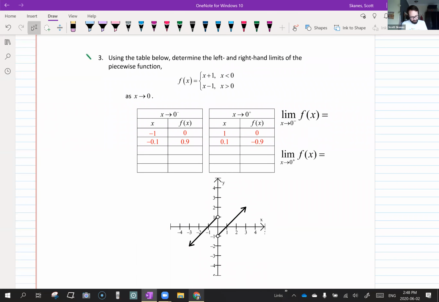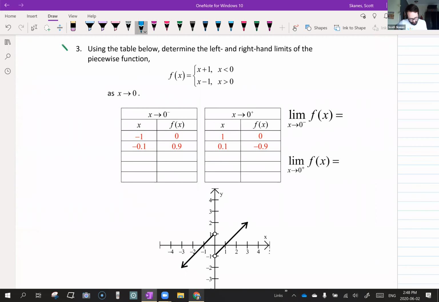3 is a question that sometimes comes up on a test or a quiz, so I'm gonna do it quickly. It just says that we have a piecewise function. It's broken up into 2 pieces. And it's saying, what happens as x goes to 0? Well, it's saying from the left, as we go towards x equals 0, it gives this.